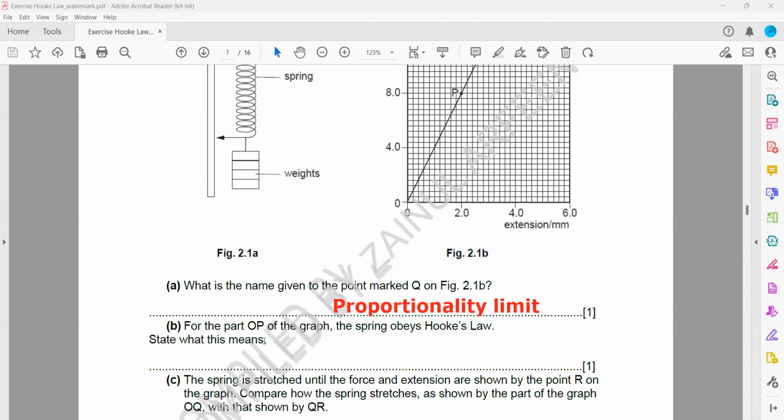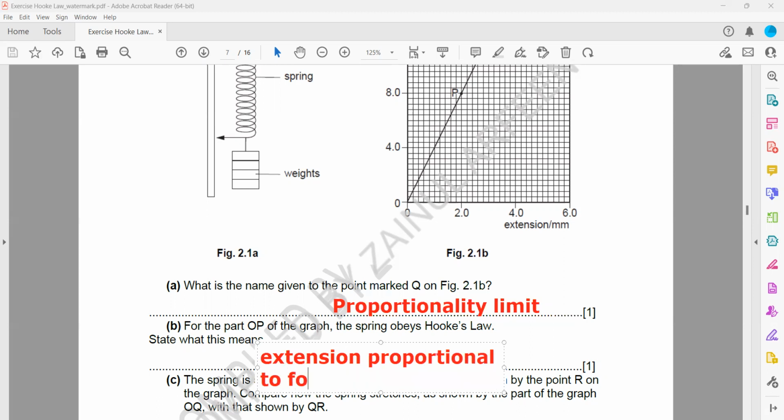For the graph part OP, the spring obeys Hooke's law. What is the meaning of Hooke's law? If a spring is obeying Hooke's law, what does it mean? It means that the extension of a spring is directly proportional to the applied force. Or we can say extension and force are directly proportional.